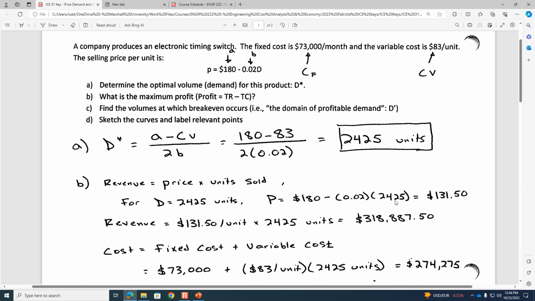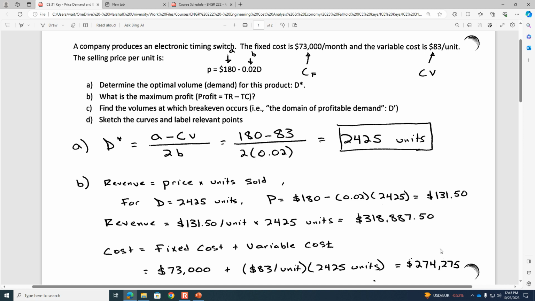The second part of the profit is subtracting out the costs. And our costs per month are $73,000 for the fixed costs, and then the variable costs depend on how many units we're selling. And we know from the problem statement that the variable cost per unit is $83. So $83 times the 2425 that we're producing means that the overall cost per month is $274,275.